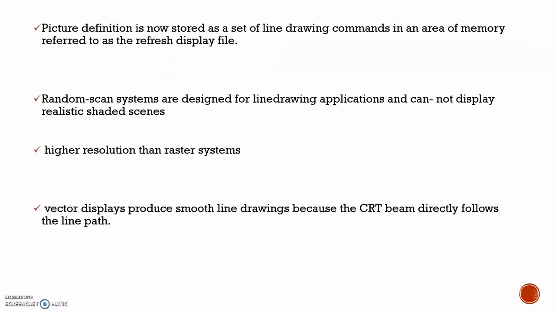The component lines of a picture can be drawn and refreshed by a random scan system in any specified order. They do not have a left to right or top to bottom order. They can be displayed in any specified order.